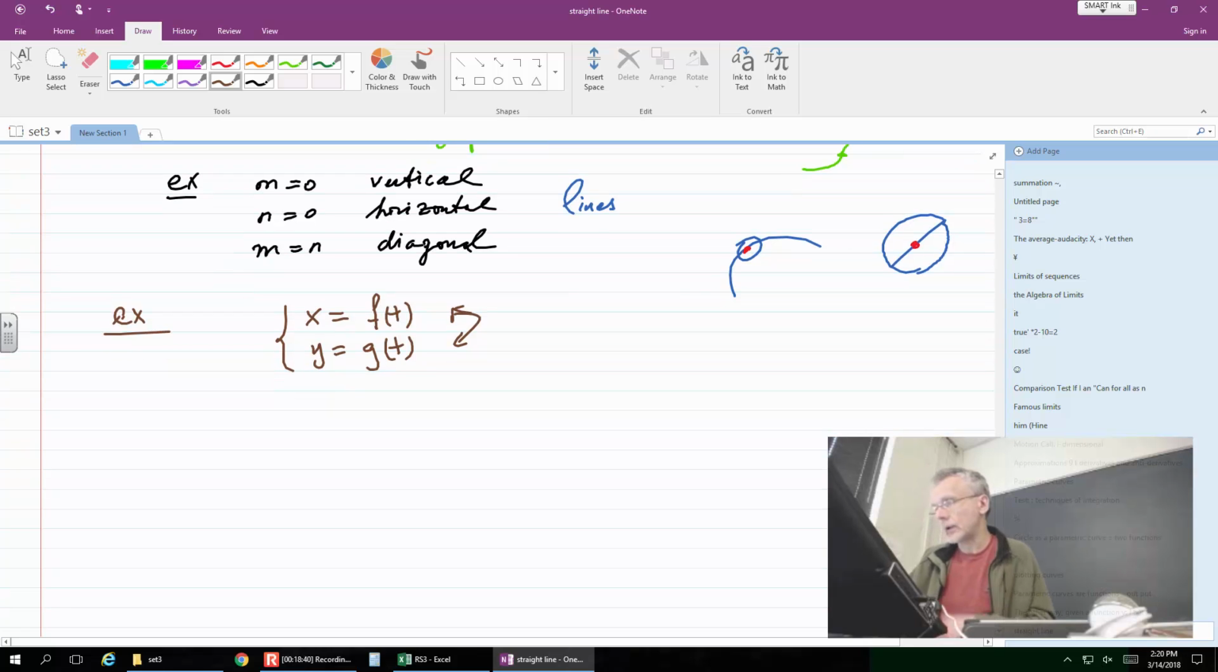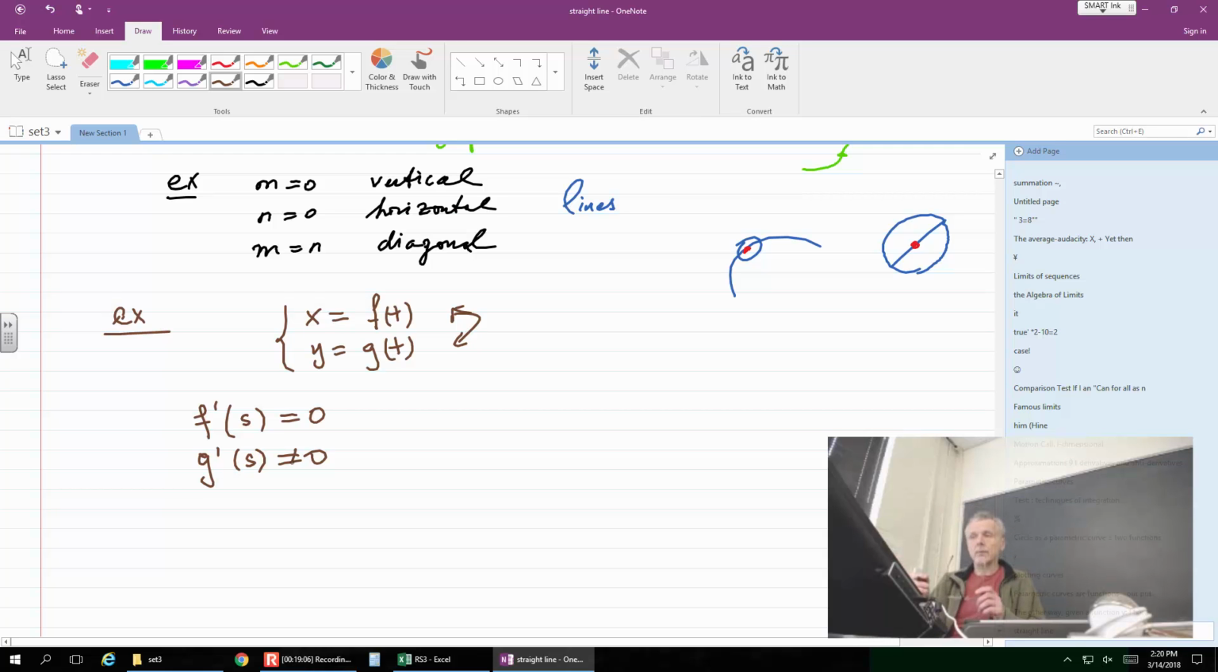As an example, let me just give you an idea of what this is. How about this? f prime of s, s meaning I'm picking a particular s rather than throughout. So suppose f prime of s is equal to 0, but g prime of s is not equal to 0. Okay, so what we're thinking about here is the rate of change: you're not progressing in the horizontal direction, but you are progressing in the vertical direction.